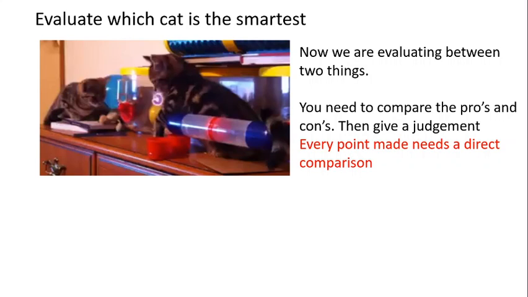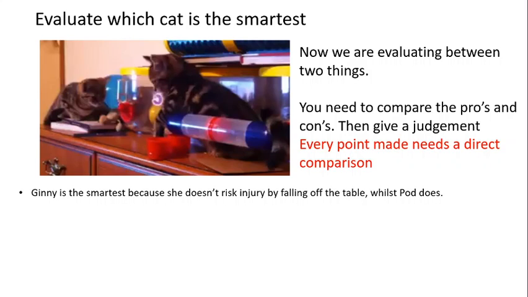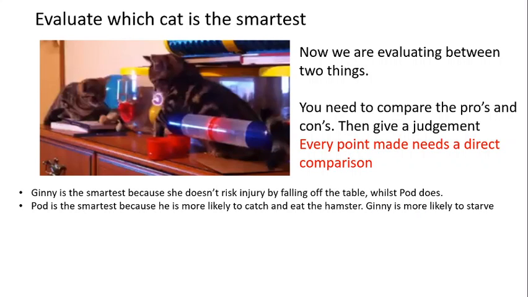So in terms of this evaluation, which cat is the smartest? I need to give pros, give cons, but I also need a judgment. So I'm going to give a pro that Ginny's the smartest because she doesn't risk any injury by falling off the table compared to Pod, who does. I'm going to give a pro for Pod now, which therefore is a con for Ginny. The same thing. So Pod is the smartest because he's more likely to catch and eat the hamster. Ginny's more likely to starve.